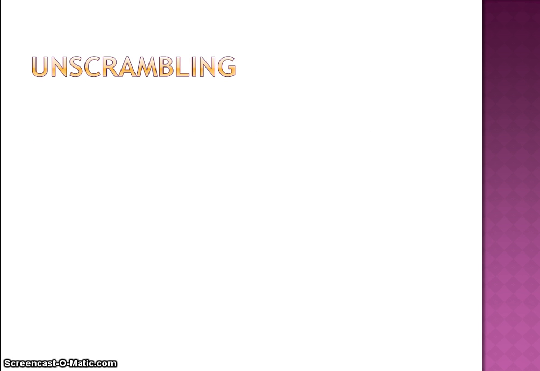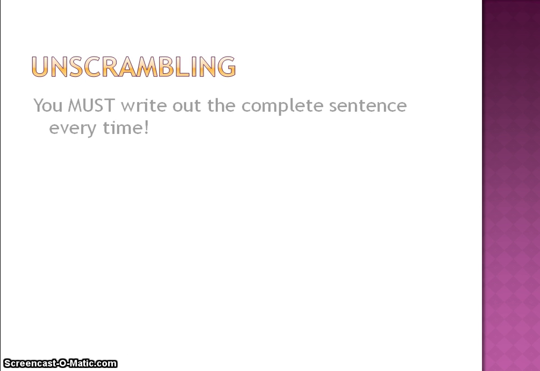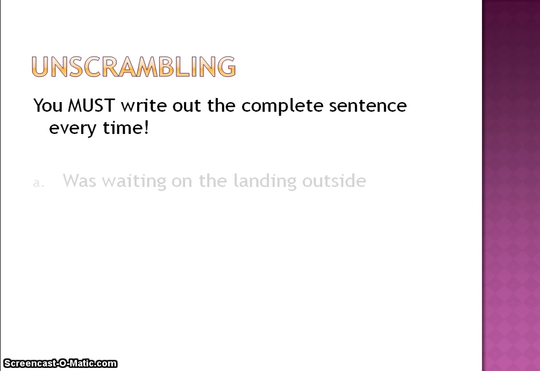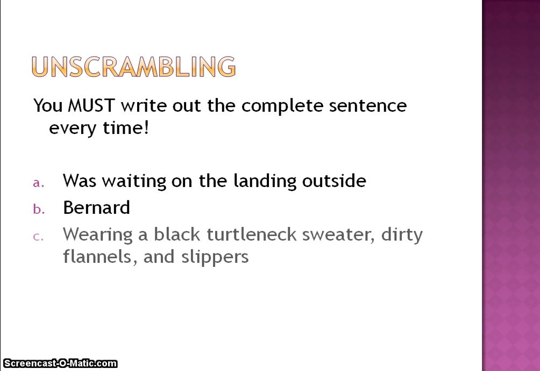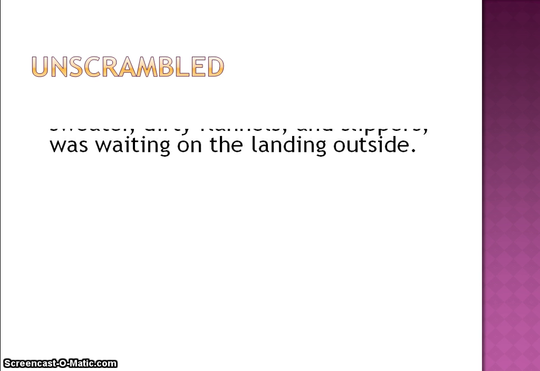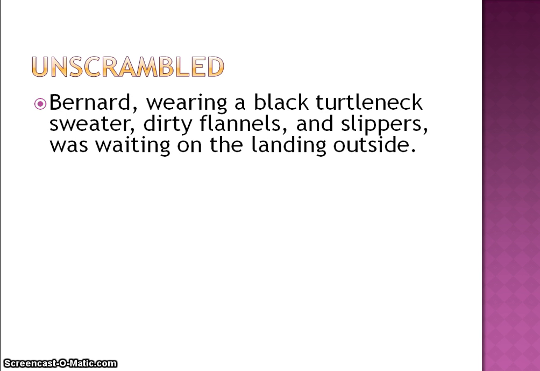So, let's practice unscrambling. You must write out the complete sentence every time, just like we've done with the appositives. Please make sure that you are not just writing A, D, C, E. Your brain will not learn anything that way. So, we've got our three parts here. Now let's see if we can put them into an order. We've got it unscrambled. Now there are actually a bunch of different ways we can do this.